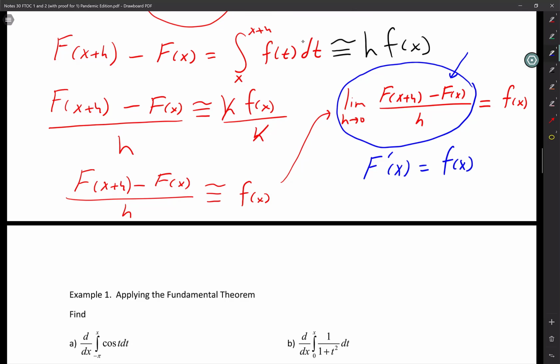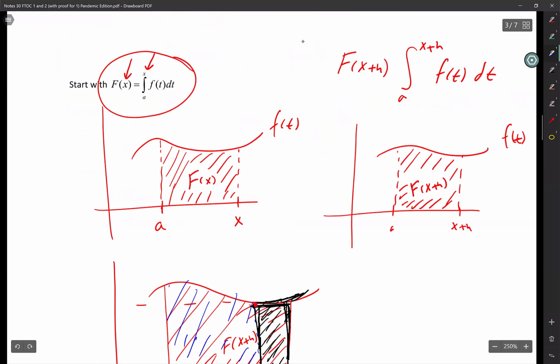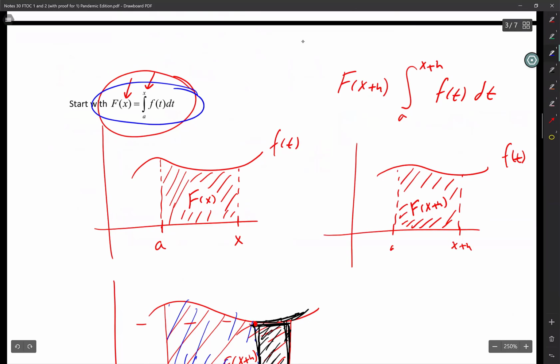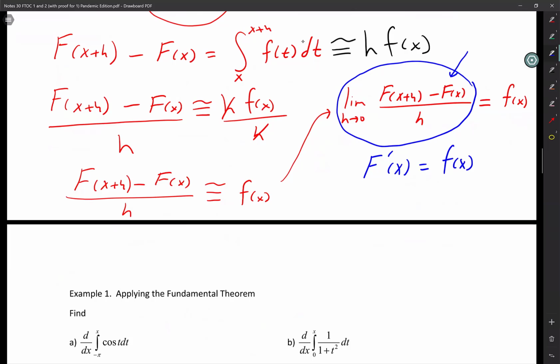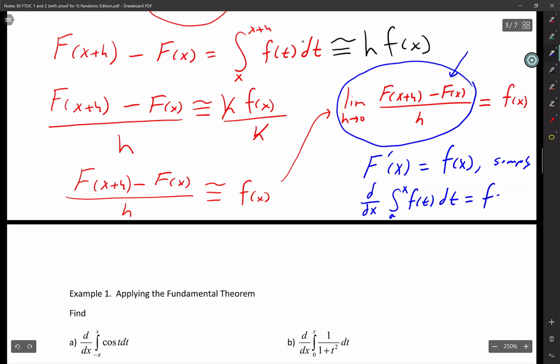Well, capital F was just this. So put simply, what does that mean? It means this: d/dx of this integral from a to x of f of t dt is just simply f of x. And don't worry, if you didn't understand any of that, you just got to know how to use it. But I would like for you to understand that. Isn't that kind of cool?